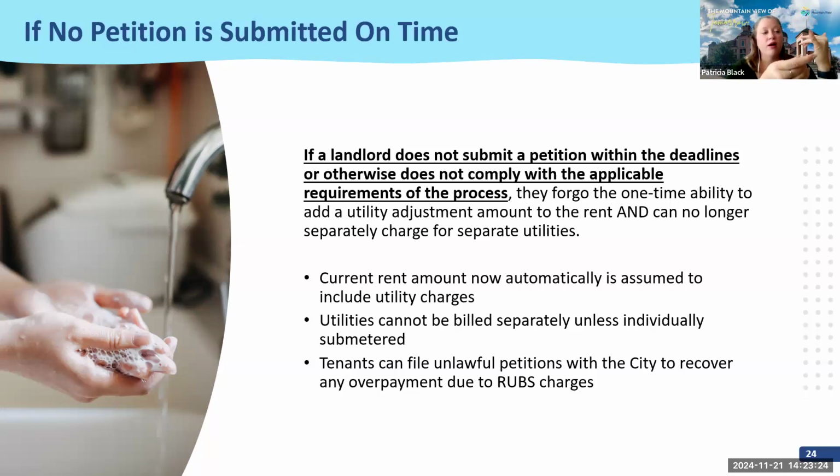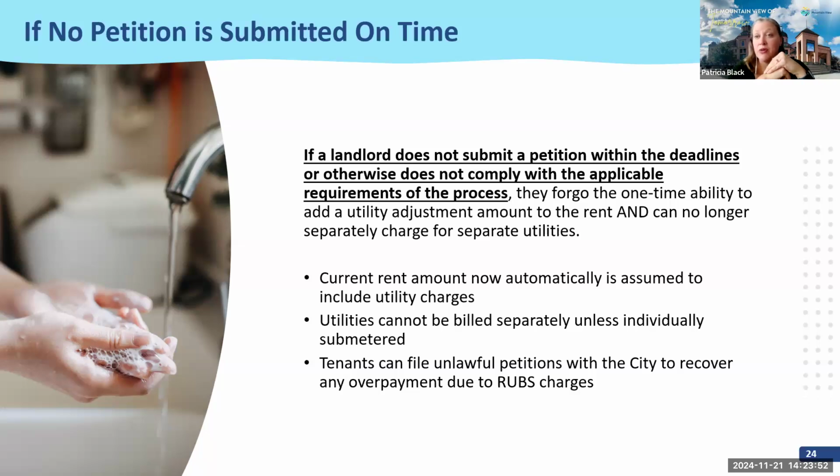So not only are utilities not able to any longer be separately billed through RUBS, but also because this is an unlawful rent issue, tenants will be able to file unlawful rent petitions with the city to recover any overpayments due to RUBS charges. So since the very beginning of the CSFRA, utilities were supposed to be included in rent, not charged separately through RUBS.